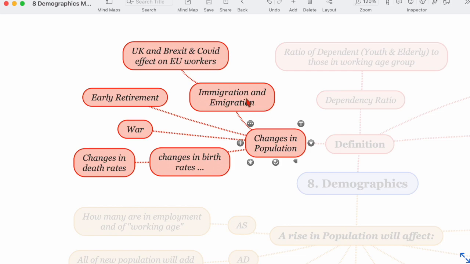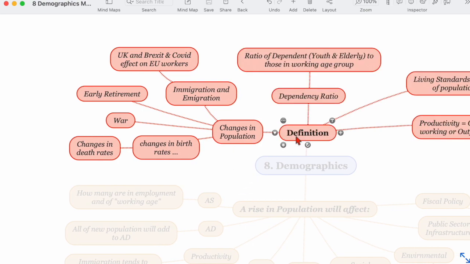Immigration and emigration is a big topic from last year, but I just want to point out that some knowledge you need now is that, from the UK's point of view, Brexit caused a lot of European workers to go back overseas, and so did COVID, as they went back to be with their families, and then they haven't come back to the UK. Because of these two problems, we are having a labour shortage in many areas. So changes in the population can be caused by lots of things.